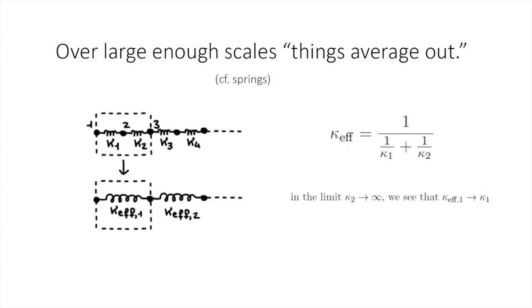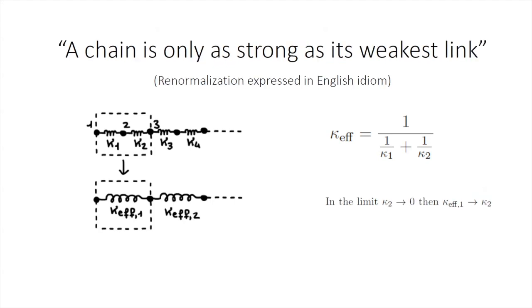It's like if I have 2 springs and if this one is infinitely stiff, then it's more or less as if this thing's just going on forever. It's as if I just had the one spring that I had in the first place. So in the limit kappa 2 goes to infinity, the effective spring constant is just the spring constant of the thing that I had. If one of them is infinitely slinky, then the entire spring is also infinitely slinky.